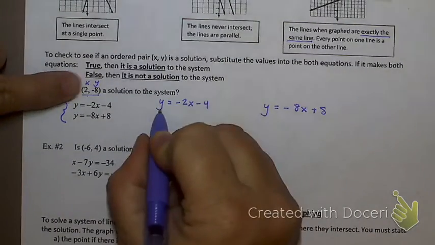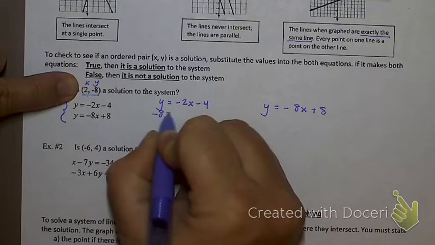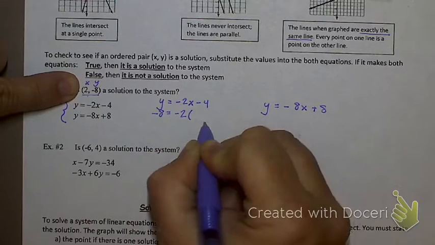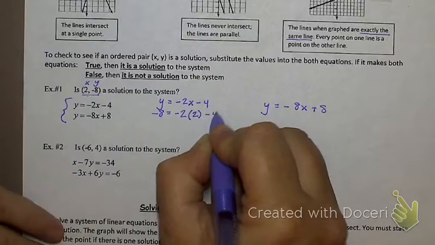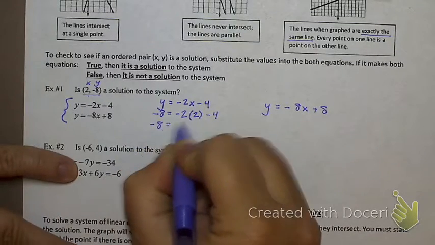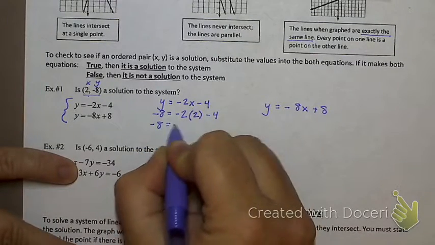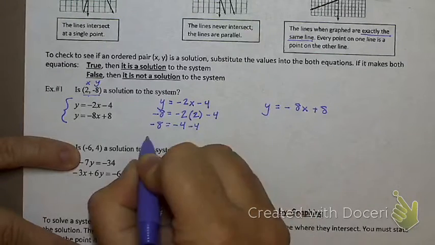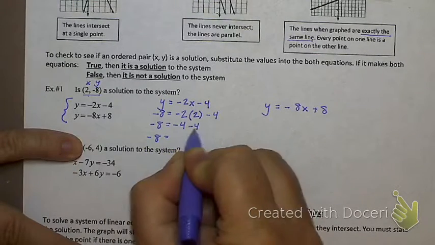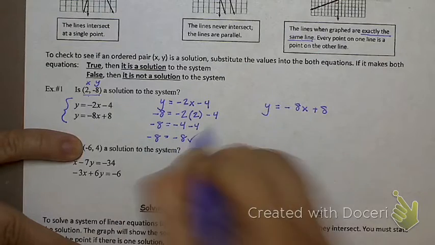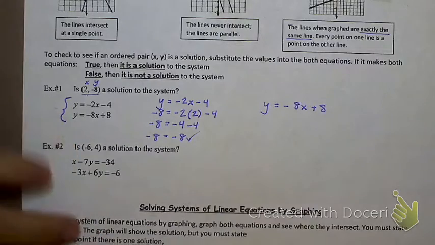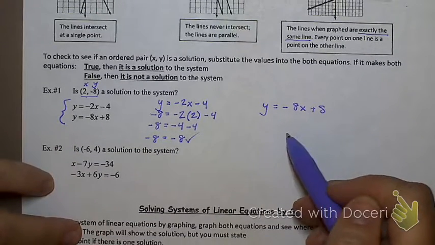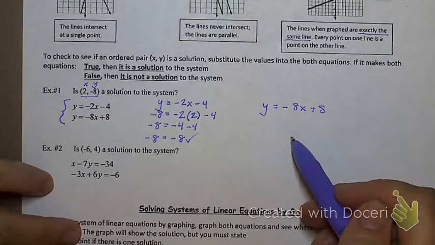So, what am I going to plug in for y? Negative 8 equals negative 2 times, what do I plug in for x? 2 minus 4. So let's see, negative 8, negative 2 times 2, negative 4 minus 4. Negative 8 equals, what's negative 4 minus 4? So it checks out in the first equation. So we're on our way to seeing if it's a solution. If it works out in the next one, it's a solution. If it doesn't work out in the next one, it's not a solution.